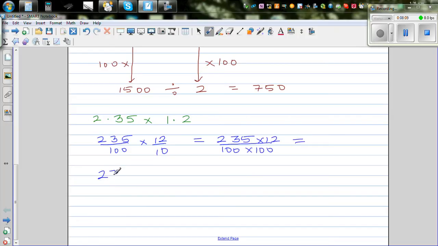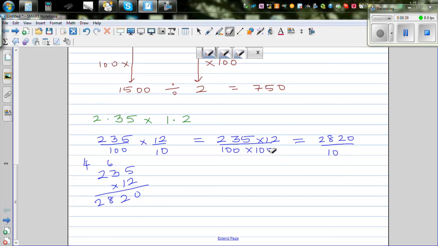So let me do the algorithm. I know the 12 times table. So I'll go 12 times 5 is 60, 12 times 3 is 36 plus 6 is 42, 4 remainder. 12 times 2 is 24, and 24 plus 4 is 28. So this is 2820 over 1000. Yeah, this is 1000.